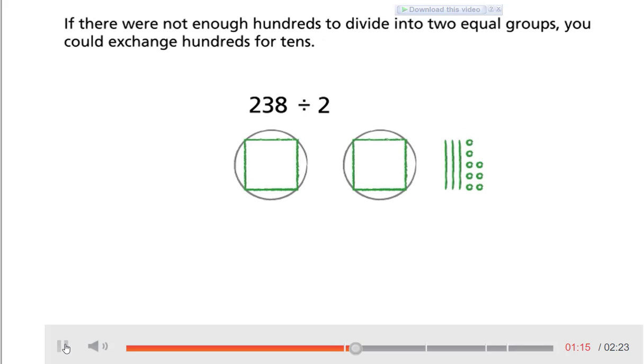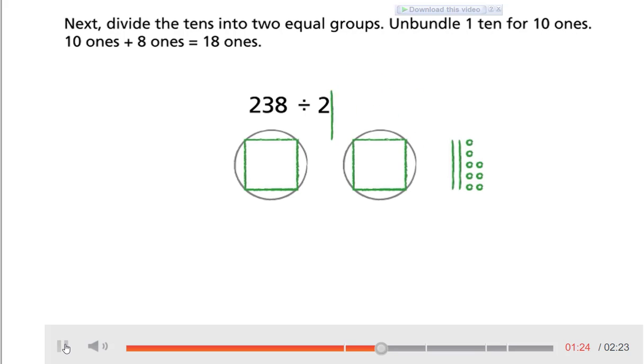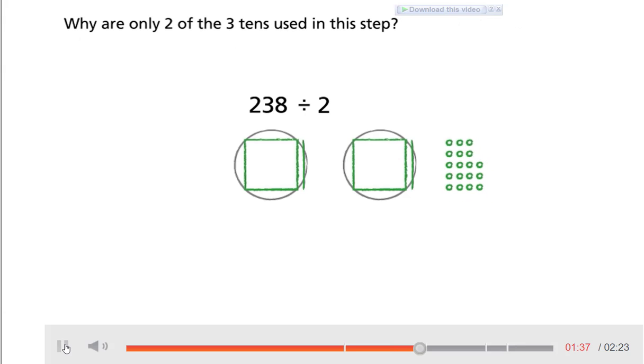If there were not enough hundreds to divide into two equal groups, you could exchange hundreds for tens. Next, divide the tens into two equal groups. Unbundle one 10 for 10 ones. 10 ones plus 8 ones equals 18 ones. Why are only 2 of the 3 tens used in this step?